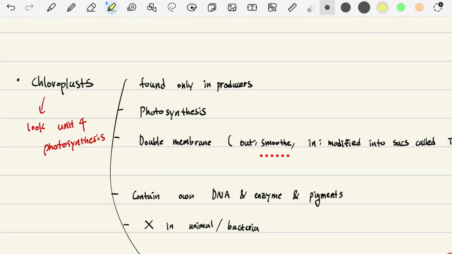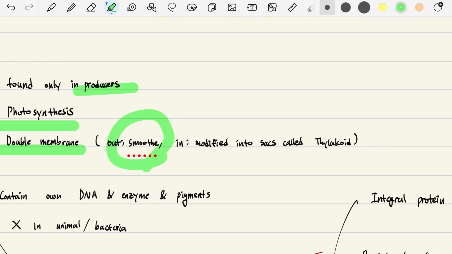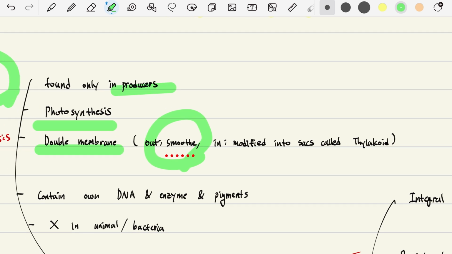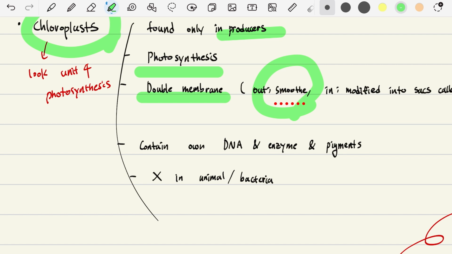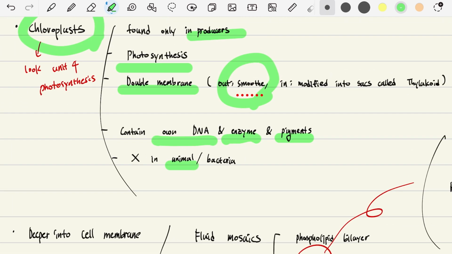And the next one will be the chloroplast, and this only exists in producers, often we call them plants. They are the place where photosynthesis takes place, and we're gonna learn this later in Unit 4. And they are made of a double membrane, with a smooth membrane on the outside, and the inside membranes are modified into sacs called thylakoids. And they contain their own DNA, their own enzymes, pigments, and yeah, they don't have this in animals and bacteria.